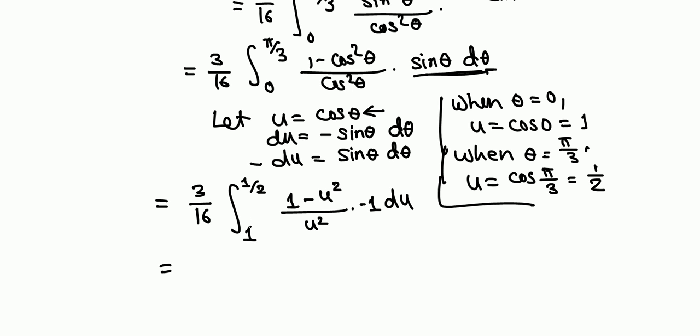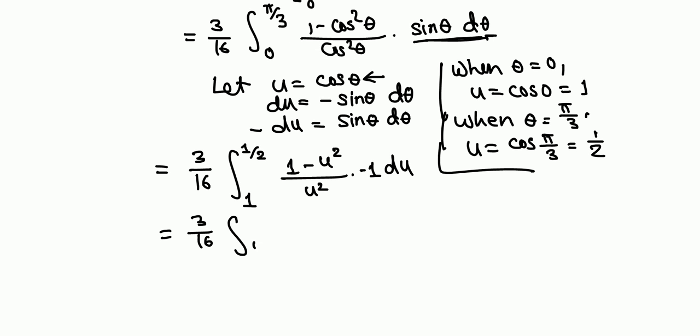Okay, look at these limits 1 and 1/2. With the help of this negative sign, we can flip them. If we get rid of -1 and just write positive, then we can change these limits. So 3/16, with this -1 we can write 1/2 to 1. How to integrate 1 minus u squared over u squared? We got a fraction, but there is no fraction rule. Let's get rid of this fraction this way: 1 over u squared minus u squared over u squared, which is 1, du. The -1 we used to flip these limits.